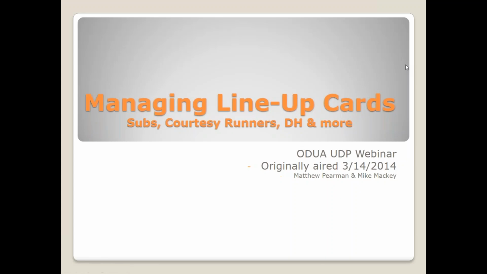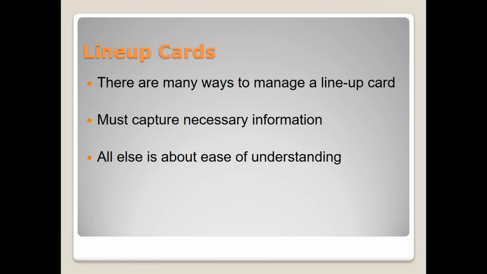Okay, now we're recording. So, what we're going to get into tonight is managing our lineup cards, dealing with substitutes, courtesy runners, and DHs. There's no one specific way to do this. The important thing is that you capture the information that you need to, so that in the event that you have to write an ejection report, or your game gets canceled or suspended and somebody else has to pick up your job as the plate guy, or even if you come back the next day or a week later, what you have and what the book has matches up and you can continue the game as you need to.